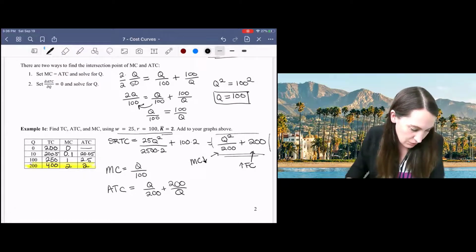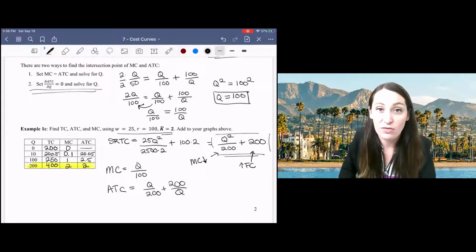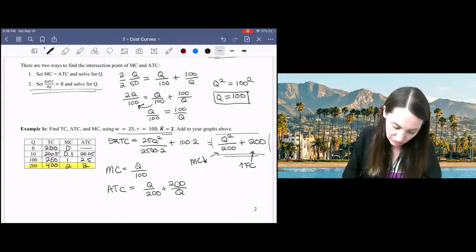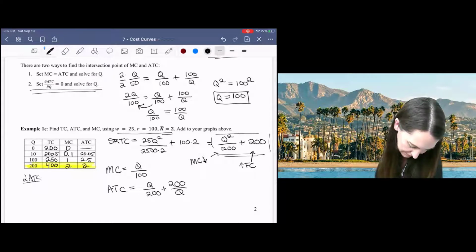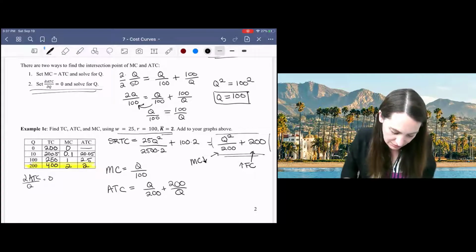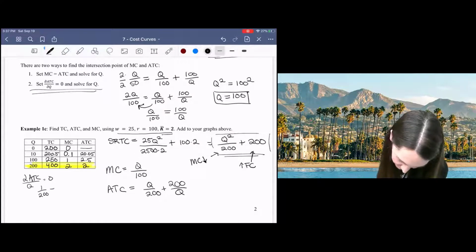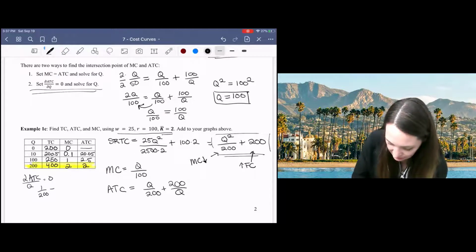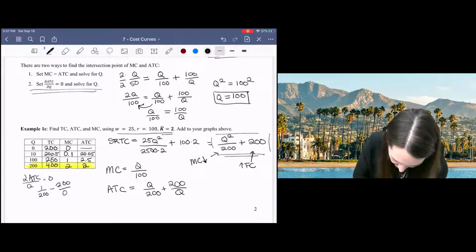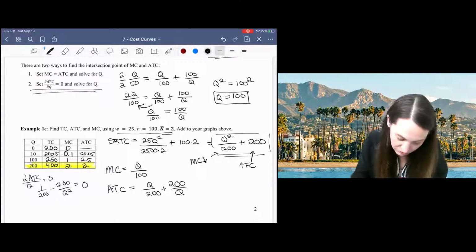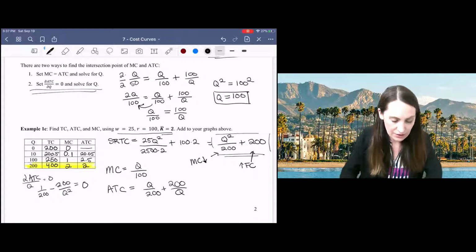We can solve for that. Let's practice using the second method for solving for the minimum average total cost. So we'll take the derivative of average total cost with respect to quantity and then set that equal to 0. So we got 1 over 200 minus, because I got that Q to the negative 1 there, minus 200 over Q squared equals 0. And you could rewrite that as 200 times Q to the negative 1 if that's helpful for you to take the derivative.